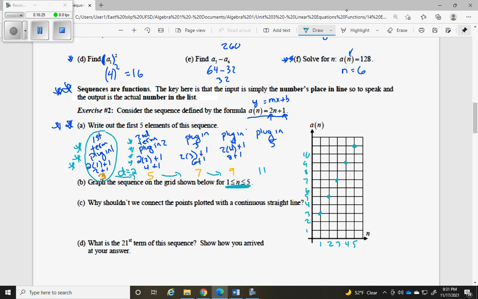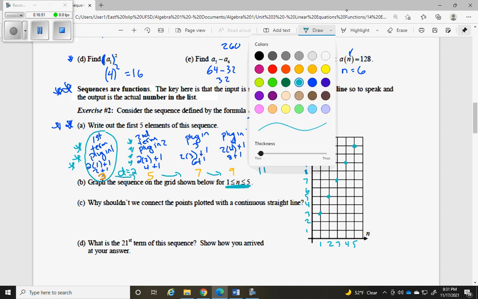There is no term 1.5. This is not like Hogwarts and we have to get on platform 9 3/4, right? There is no in between of our platforms. There is no in between of our terms. So I'm not going to connect it. They're individual points. But from those individual points, I can actually see that there is like a slope, right?